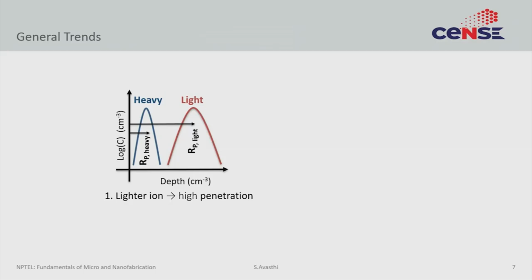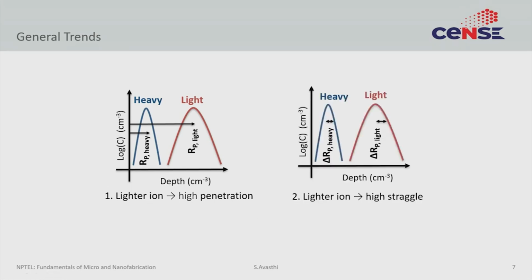So if you take a heavy ion, say arsenic, and you take a lighter ion, say boron, it will show you these two types of profiles. So a lighter ion will typically penetrate more, a heavier ion will typically penetrate less. Similarly, a lighter ion will probably have more standard deviation, a heavier ion will have less standard deviation. So the straggle will be lower for the heavy atom, higher for the lighter atom.